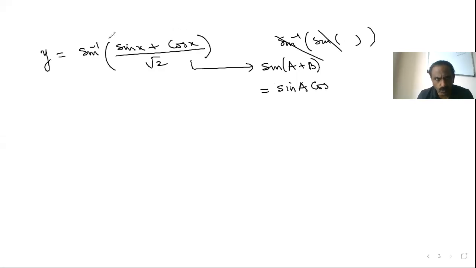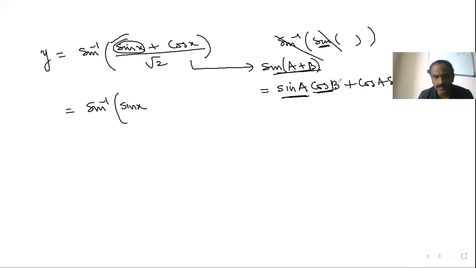To convert this whole bracket into sine formula, which formula are we going to apply? Sine of a plus b's formula: sine a cos b plus cos a sine b. That means I will write this as sine inverse. I want sine a, so I'll write sine x here. Then I want cos b, so I will write 1 by root 2 here.